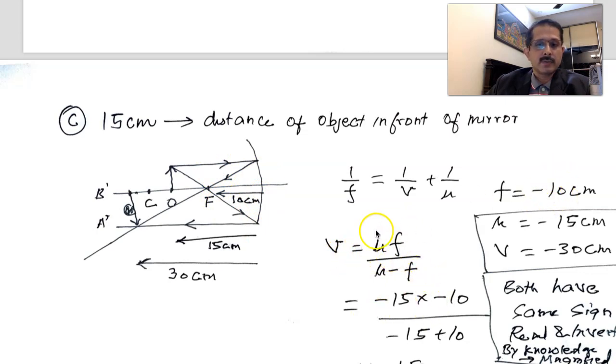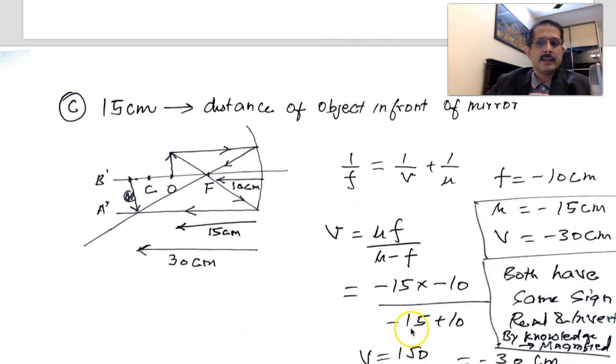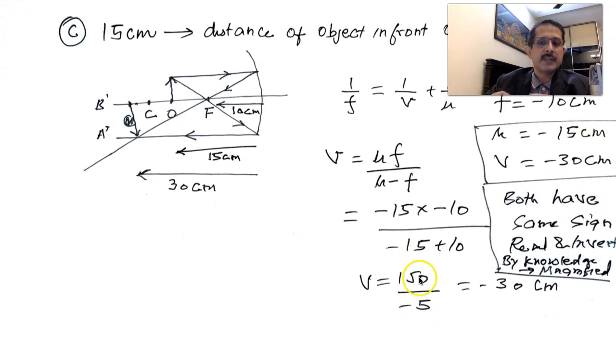So if we just quickly use the same mirror formula, simplified in this fashion, we get the value of V is equal to -30 centimeter. Both have the same sign, so the image is real and inverted, which we already discussed. And also we have done the ray diagram, so we know the image is magnified.